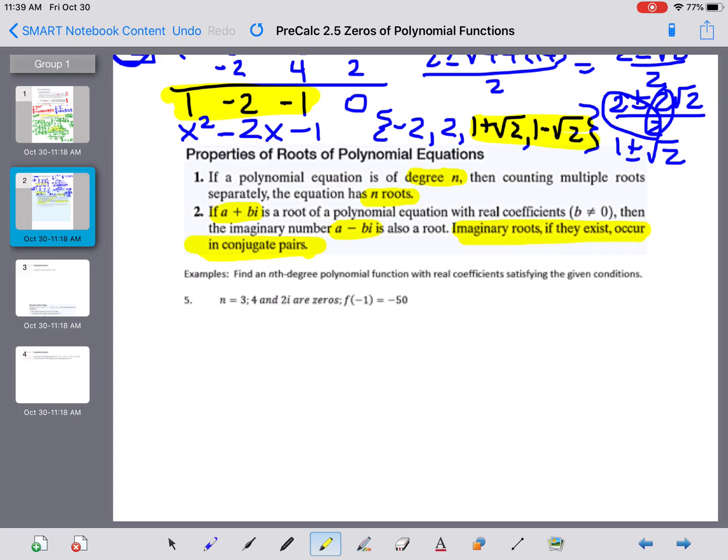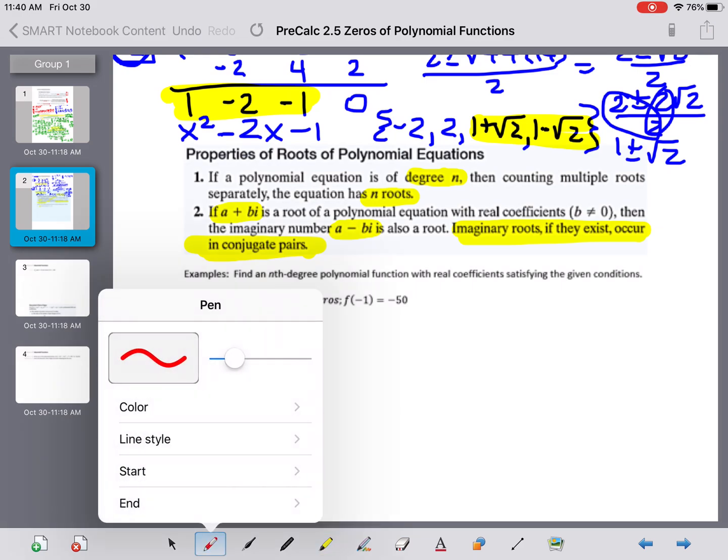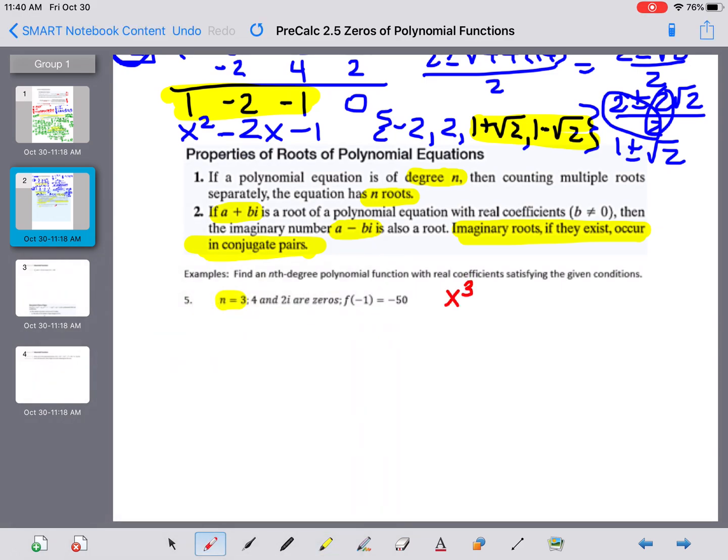So we're going to write and find the polynomial that has these answers. First things first, my degree is 3. So that means that I should eventually get an x cubed as my highest degree because there are 3 roots. 4 is one of the roots and 2i is a root. So it gives me 2 of them. So if 2i is a root, negative 2i also has to be a root. Anytime you have something complex, its conjugate is also a root. So I actually know my 3 roots: 4, 2i, and negative 2i. That means I have enough to start my function.